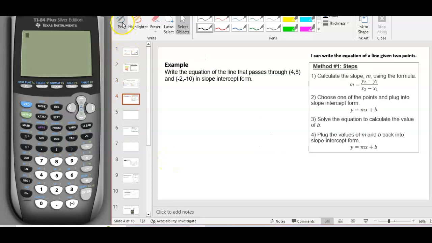So let's just look at an example, and I'm going to show you both ways of solving this problem. We're going to write the equation of the line that passes through these points. No matter what method we're using, the first step is always going to be to calculate the slope. So I'm going to call this first point x1, y1, and this second point x2, y2.